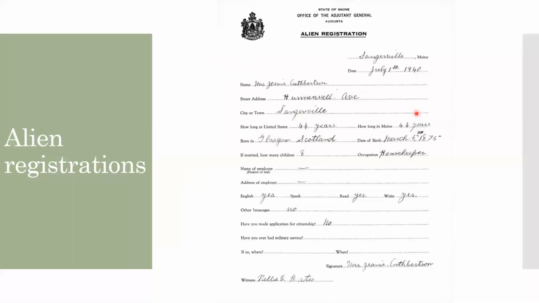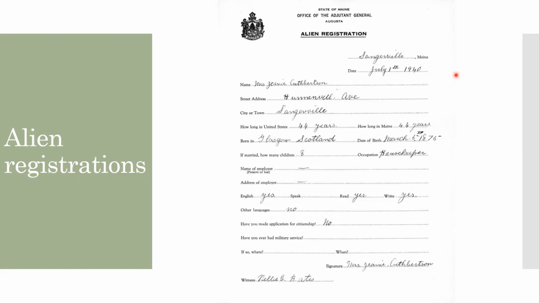And finally, here's an interesting one. This is from the Maine State Archives in World War II, well, actually before the US joined the war. The state of Maine required everyone who was not a US citizen but living in Maine to register in an alien registration. And these records have just recently gone up at the Maine State Archives website.